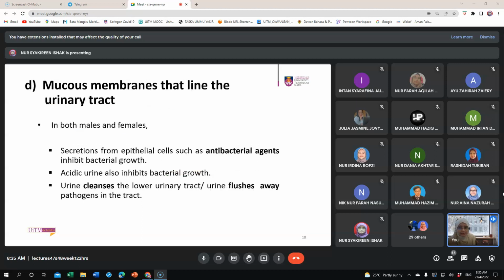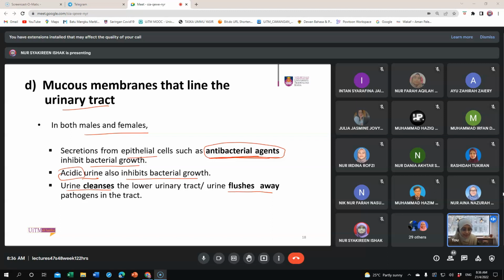So next is the mucous membrane that lines the urinary tract. Okay, so for both male and female, there is secretion from the epithelial cells, such as antibacterial agents that inhibit bacterial growth. So the urine is also acidic, which also inhibits the growth of bacteria, and then the urine cleanses the lower urinary tract. The urine provides a flushing action. Okay, so it flushes away the pathogens in the urinary tract.